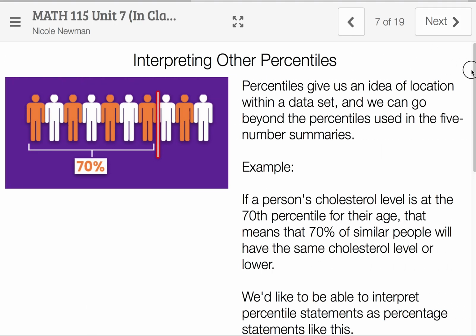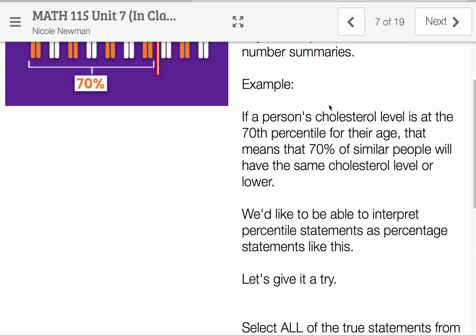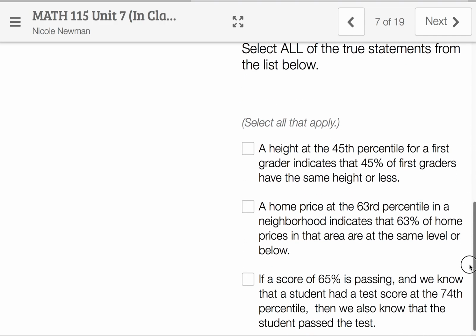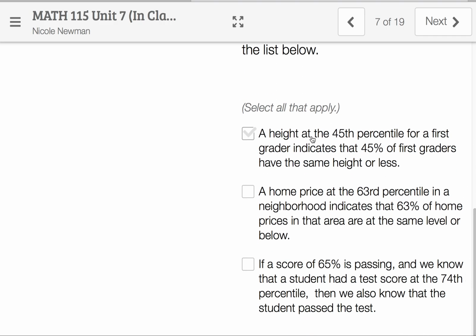Let's interpret some other percentiles. I give you an example here. If a person's cholesterol level is at the 70th percentile for their age, that means that 70% of similar people will have the same cholesterol level or lower. So we'd like to be able to make statements like this. Take a percentile over to a percentage. But it's not quite that straightforward. So let's select all of these that are true. If we have a height at the 45th percentile for a first grader, that indicates that 45% of the first graders have the same height or less. I think that seems reasonable.